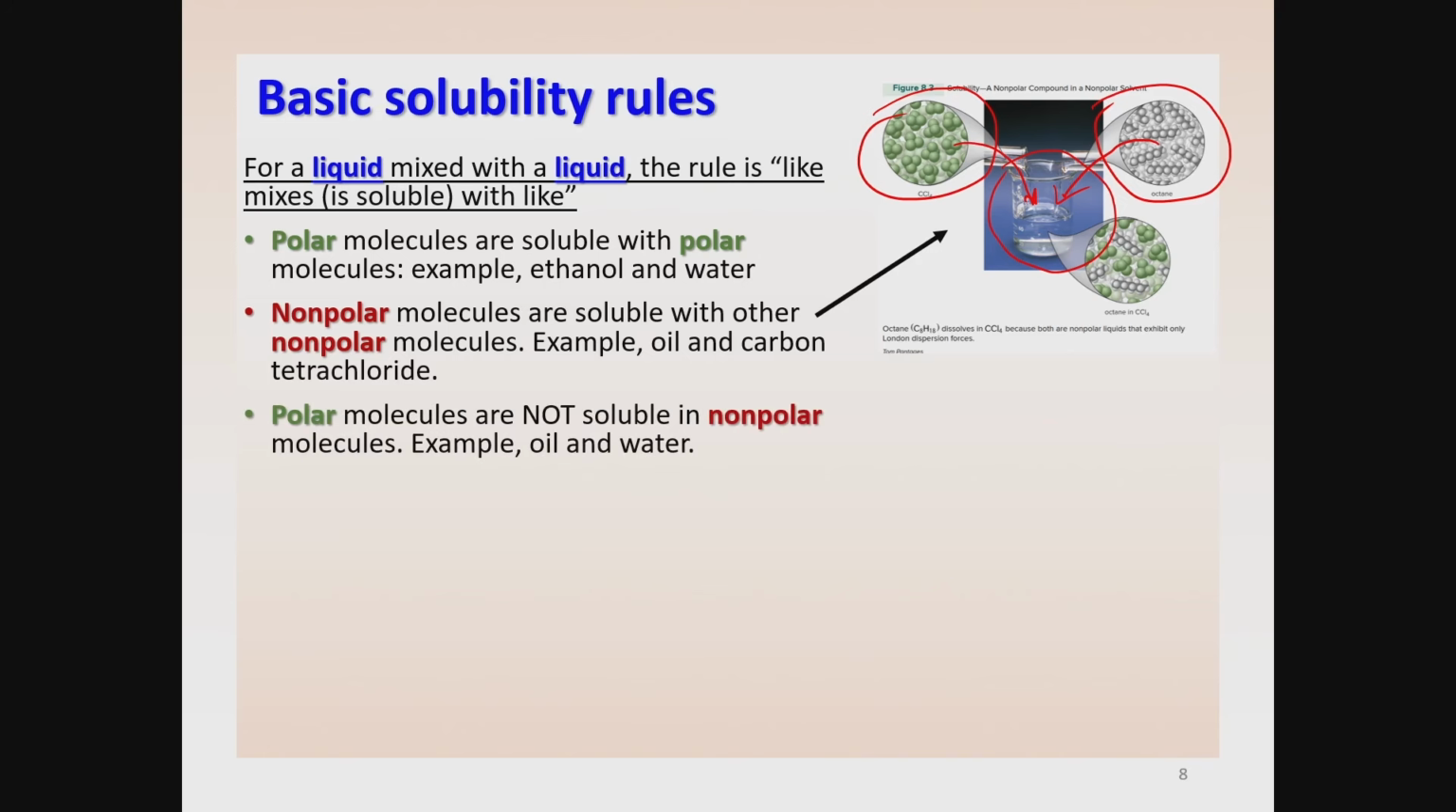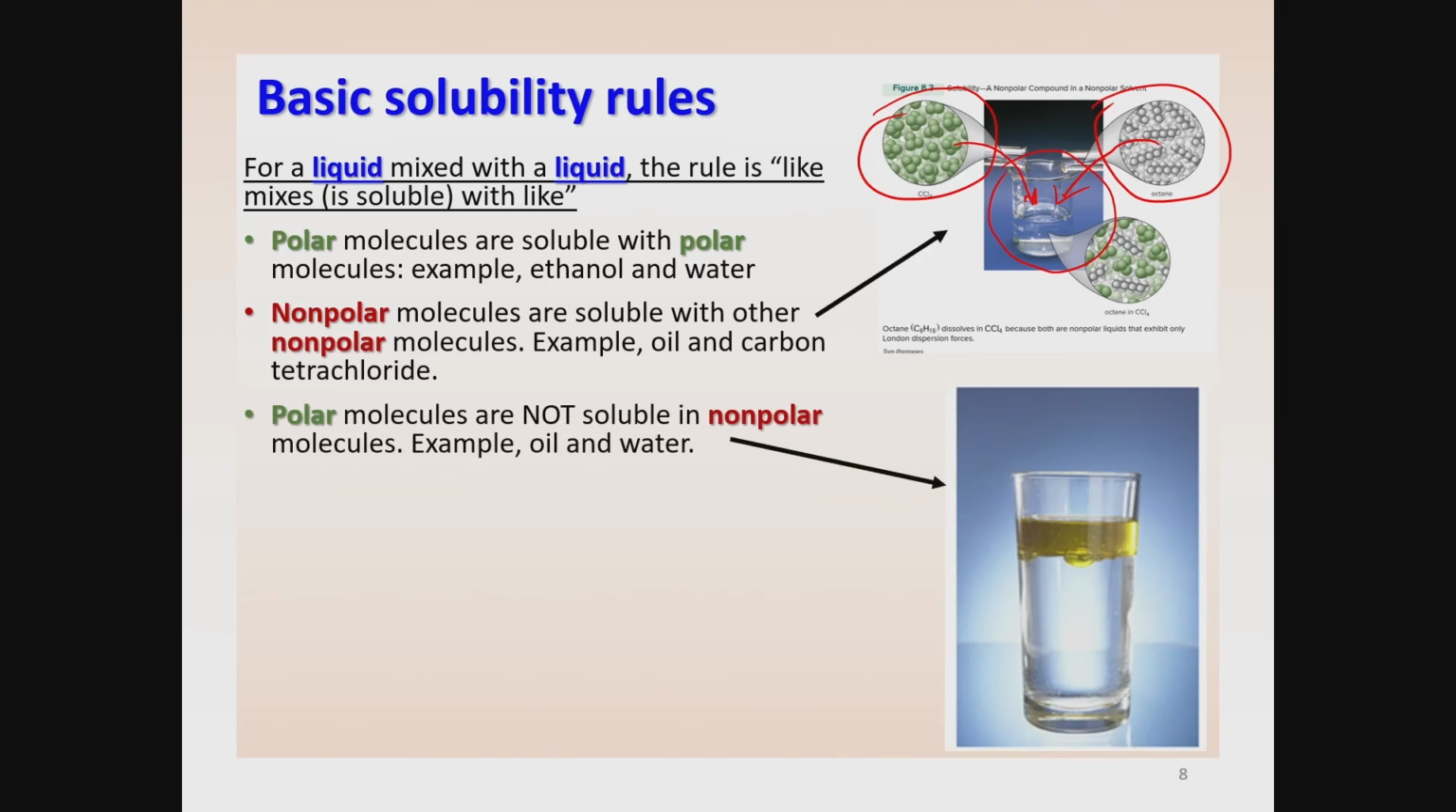Now, one thing you're probably already aware of is that polar molecules are not soluble in nonpolar molecules. A wonderful example of that is oil and water. Up here we have oil, which is nonpolar, so I'm going to write NP. Here we have water, which is polar. You can mix away, but if you let it stand for any length of time, then you'll discover that the oil will separate from the water, and you'll see absolutely no oil dissolved in the water. And so you would say that oil is not soluble, or it's insoluble in water.